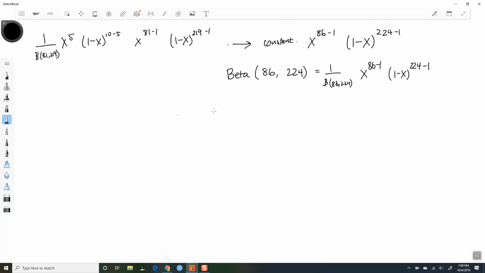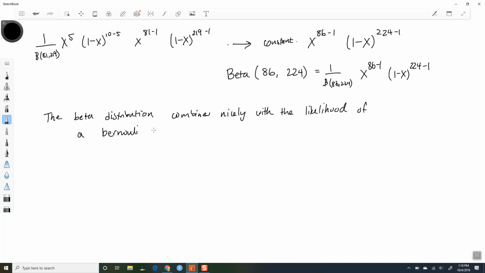And so the fact that the beta distribution combines nicely with the likelihood of a sequence of Bernoulli outcomes, okay, and so when the prior distribution multiplies nicely with the likelihood, that prior distribution is called a conjugate prior of the likelihood.